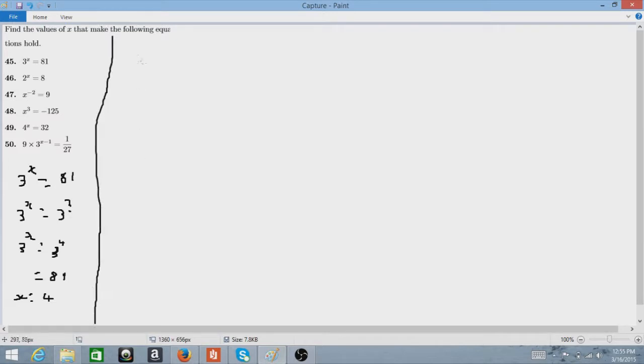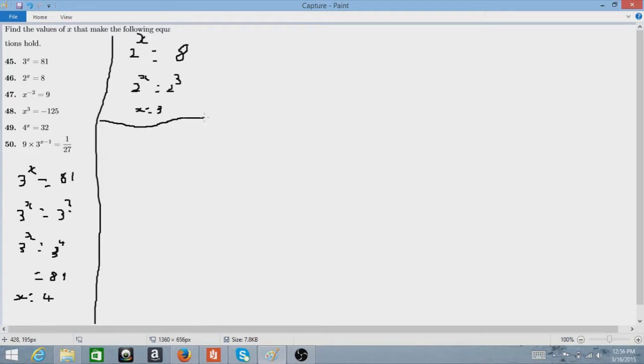It's basically similar. We have here 2 to the power of x equal to 8. Like we said earlier, the bases must be the same on both sides, the left and the right side. So it will be 2 to the power of x equal to 2 to the power of something to give you 8, and that something is 3. Therefore x is equal to 3.